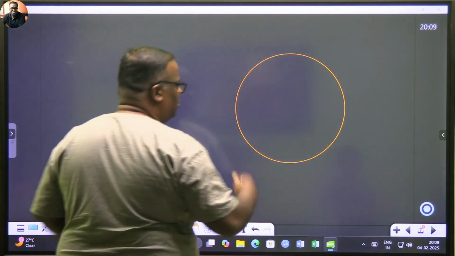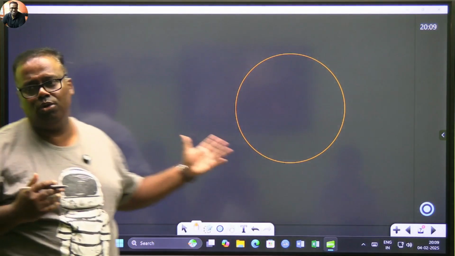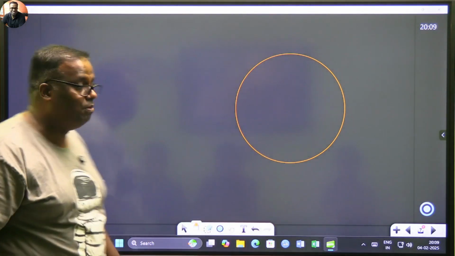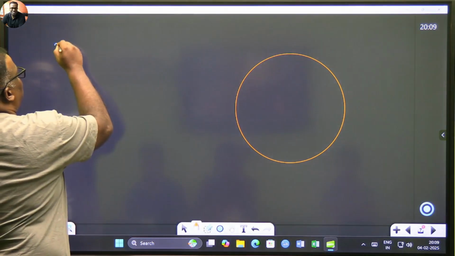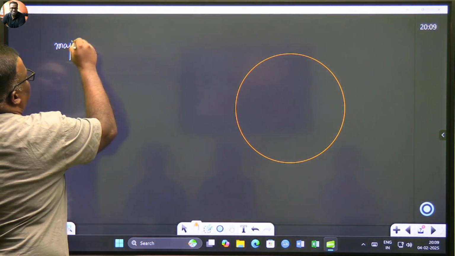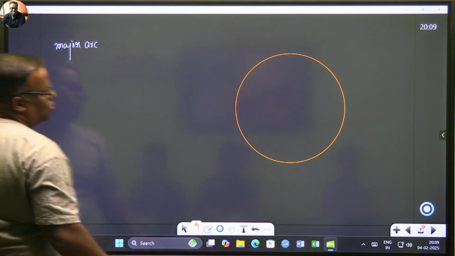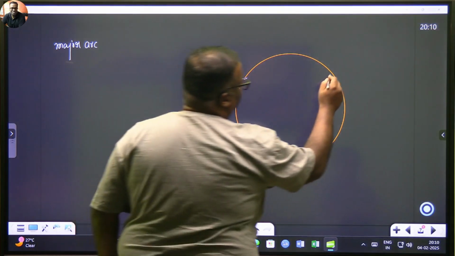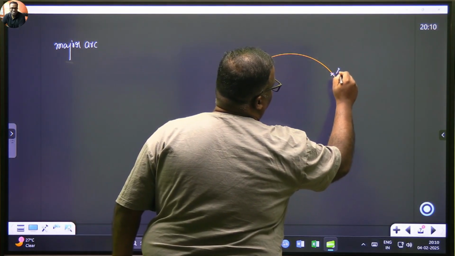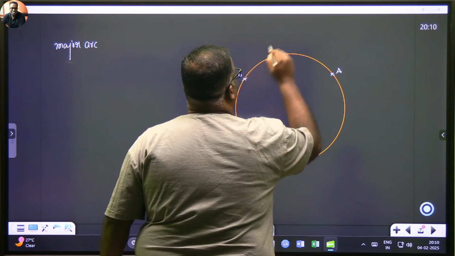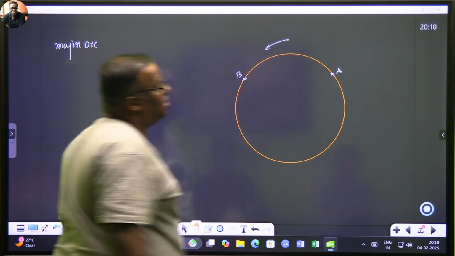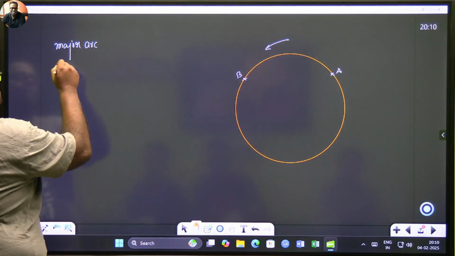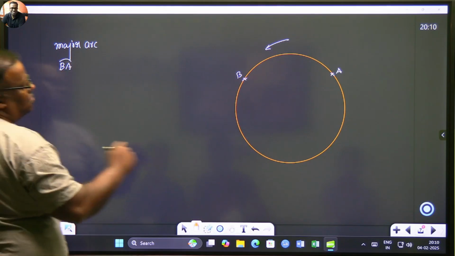Here I have no new theorem to explain to you. I'm just explaining the same theorem from the perspective of a major arc. So let's see a major arc now. Can anybody tell me what is the major arc in this circle? BA is the major arc. Very good. BA is the major arc.